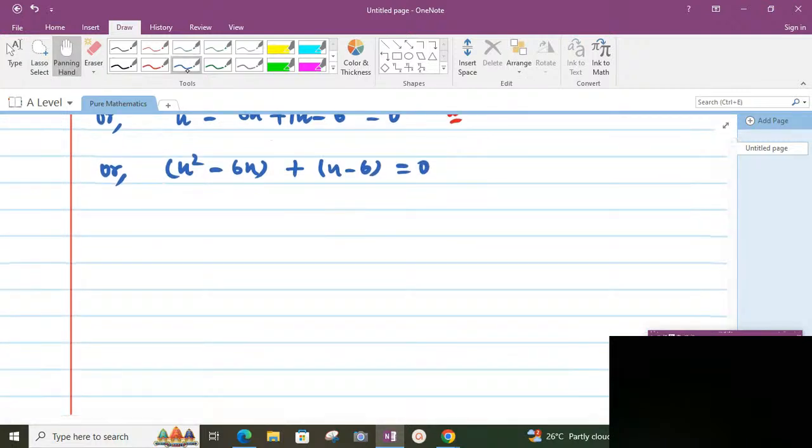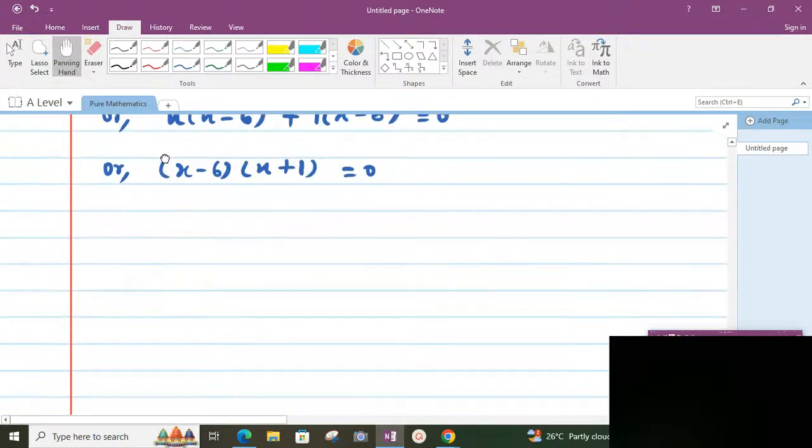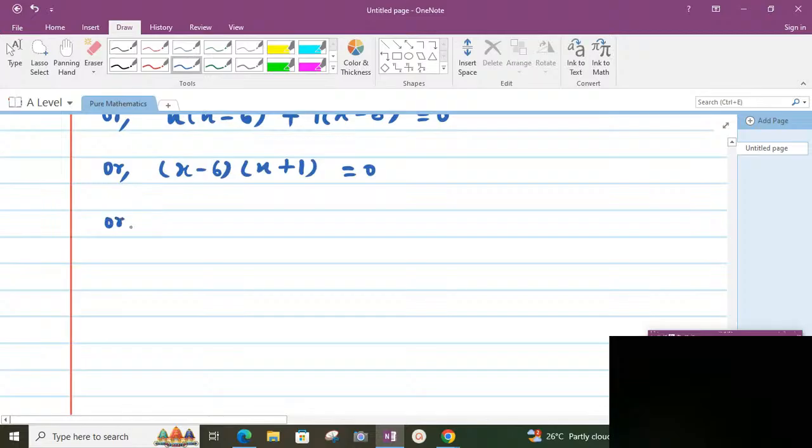Here next step will be we take x as the common, then we get x minus 6. We take 1 as the common, then we get x minus 6 equal to 0. The next step here will be we take x minus 6 as the common, then we get here x plus 1 equal to 0. Here next step will be x minus 6 equal to 0 and x plus 1 equal to 0.